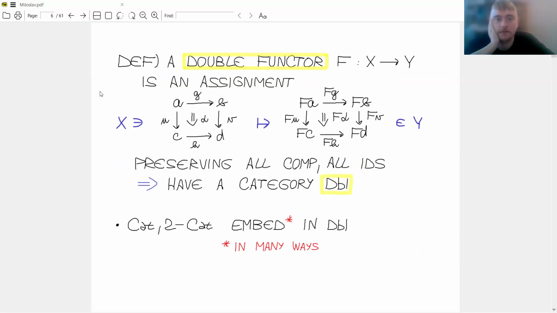A kind of morphism between double categories is a double functor, which is an assignment that sends objects, vertical morphisms to vertical ones, horizontal ones to horizontal ones, and squares to squares. It's supposed to preserve all kinds of compositions and identities. Double categories form a category that I will call Double. We have seen that ordinary categories and two-categories embed in this category of double categories, and actually in quite a lot of ways.